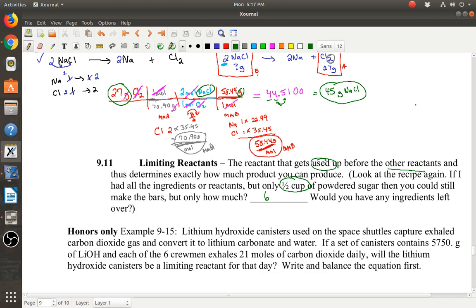I pulled up the Prezi and the video I was hoping was there is not there, so I will do it separately on a different Edpuzzle, just a short video that is another way of thinking about limiting reactants to help you to just understand the concept.